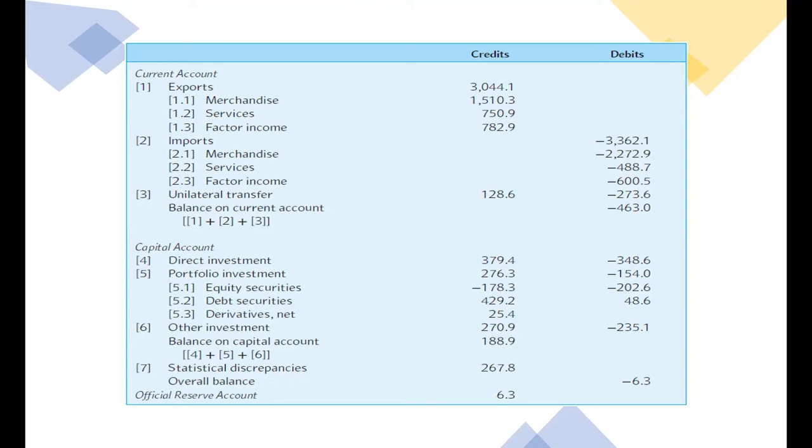And so, as I said from the beginning, the official reserve account is that account where the government is expected to keep enough reserves to be able to balance out whatever negative impacts may be occurring in terms of balance of payment. In this case, we recorded it to be 6.3 as well, so that the balance of payment balances out to be zero. Notice the overall balance, negative 6.3, the official reserve account, 6.3, and so the overall balance of payment is zero, which is where you want to be in this case.